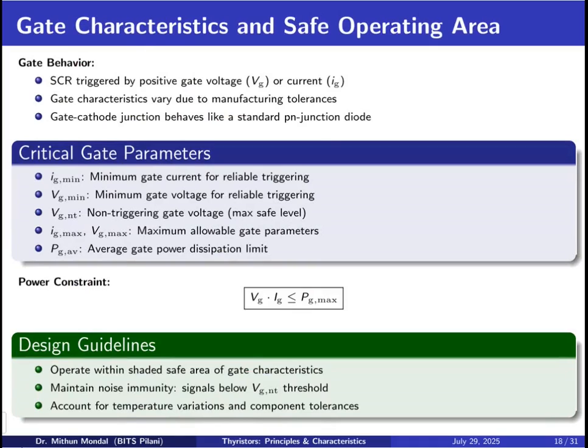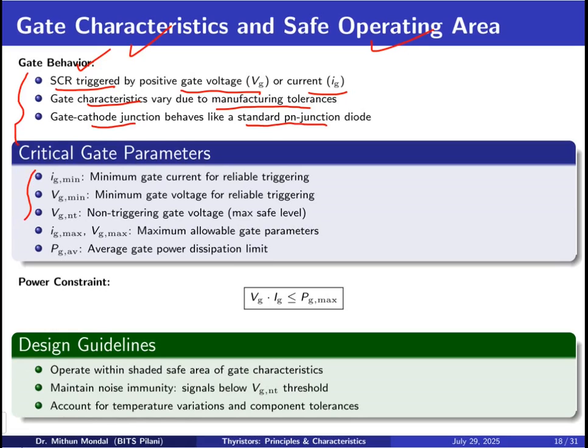Now we will see the gate characteristic and safe operating area. Talking about the gate behavior, the SCR is triggered by a positive gate voltage or gate current. The gate characteristic will vary depending upon the manufacturing tolerance. The gate-cathode junction will behave like a standard PN junction diode. So this is the gate behavior.